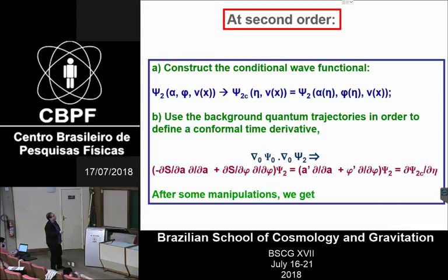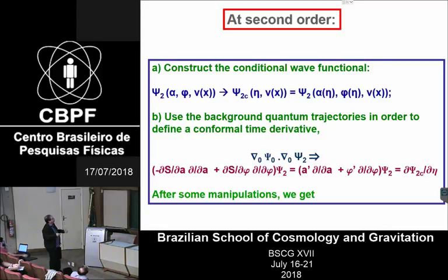Okay. So what happens at second order? Now, remember that I told you about this conditional wave function, and we use this idea here. So we'll define the conditional wave function, which comes from just the psi 2. How? We just substitute the background solution, alpha of eta, phi of eta here, and then we obtain the so-called conditional wave function, which now depends only on the conformal time and on the perturbation.